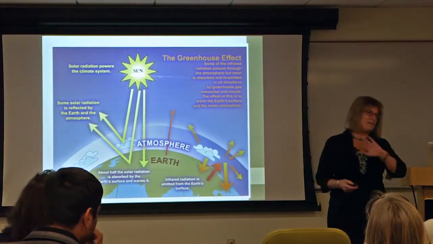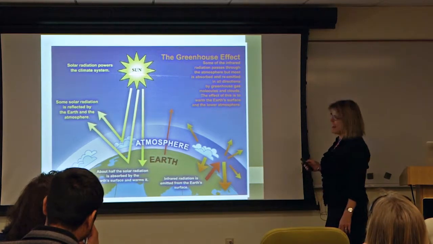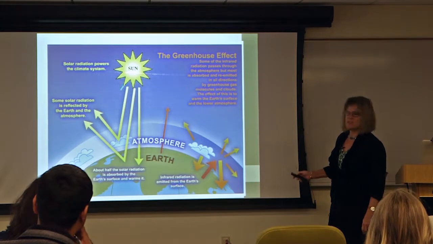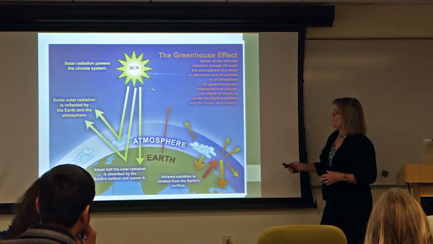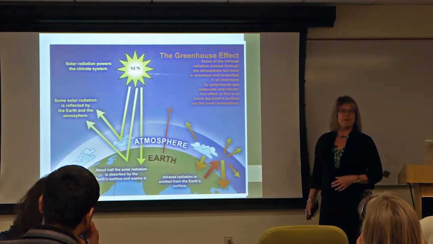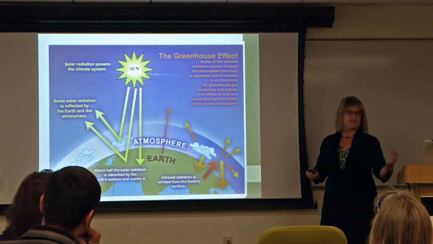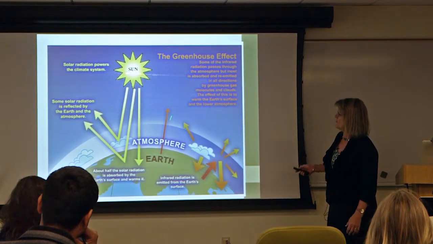Okay, so climate change. It is a consequence of an enhancement of the greenhouse effect. So let's just talk about what the greenhouse effect is. This cartoon is essentially an energy budget for the Earth. The Earth, of course, gets its energy from the sun. This powers the climate system. It's the cause of air circulation, water circulation, and so forth, differential heating from the sun.